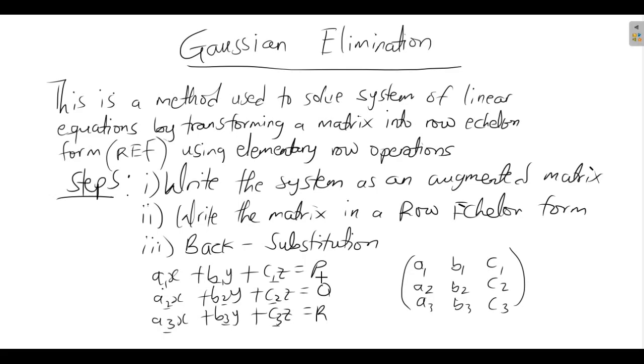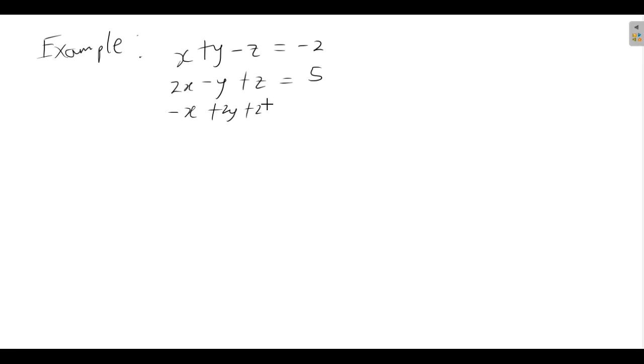So let's look at this particular example. In this example, we are given a system of linear equations, in fact, three equations. We have x plus y minus z is equal to -2. Then we have 2x minus y plus z is equal to 5. Then we have -x plus 2y plus 2z is equal to 1. So these are the three linear equations that we have on the screen. Our goal is to find the values of x, y, and z using Gaussian elimination. We want to solve this system of linear equations using Gaussian elimination.